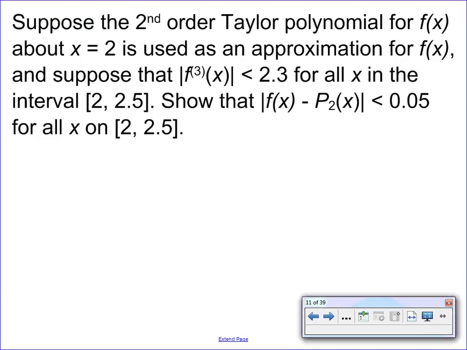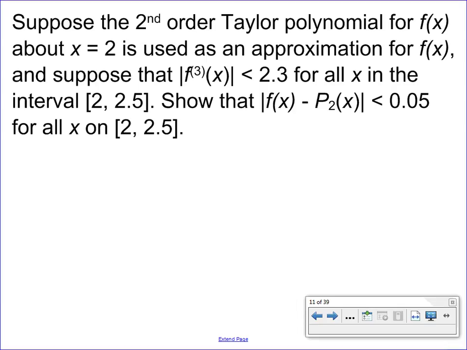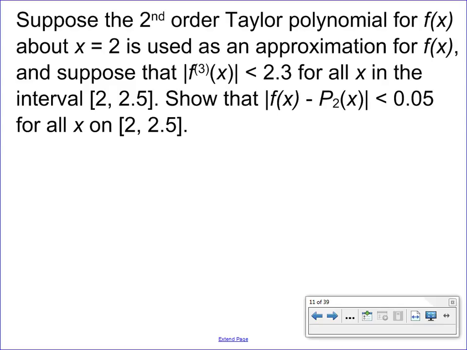All right, so let's go ahead and do one more together, and then we're going to shift our gears to find out about convergence versus divergence. So suppose the second order Taylor polynomial for f of x about x equals 2 is used to approximate f of x, and suppose that the magnitude of the third derivative is less than 2.3 for all x in the interval 2 to 2.5. Show that the absolute value of f of x minus p sub 2 of x, what's that? Well, this looks like my error, right? This looks like my error.